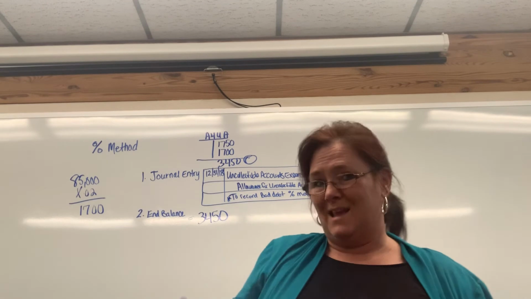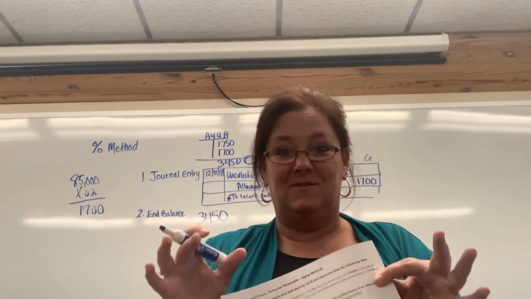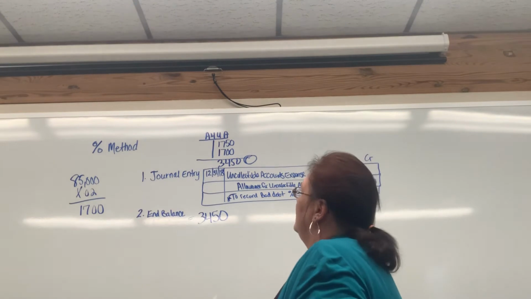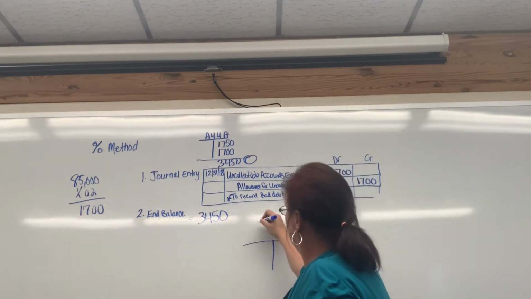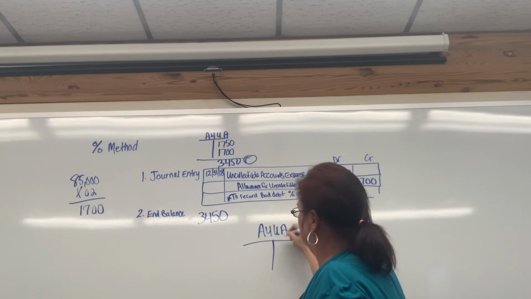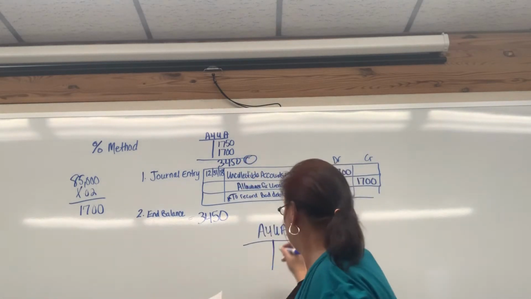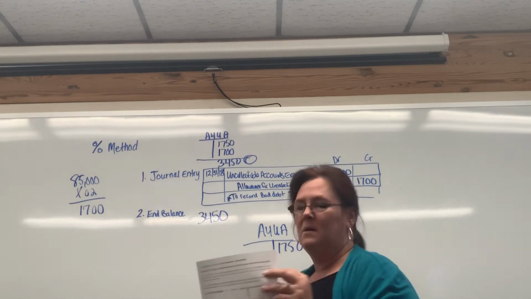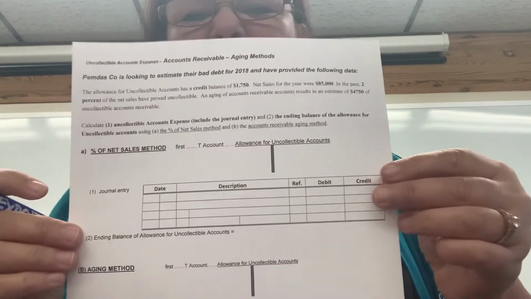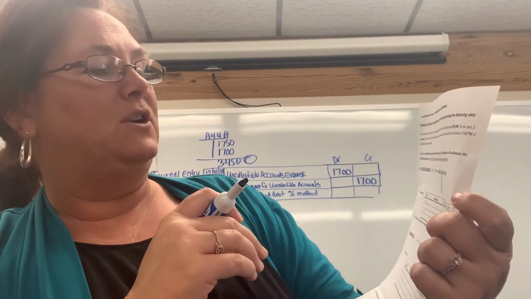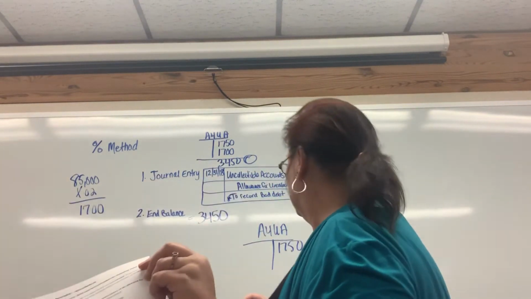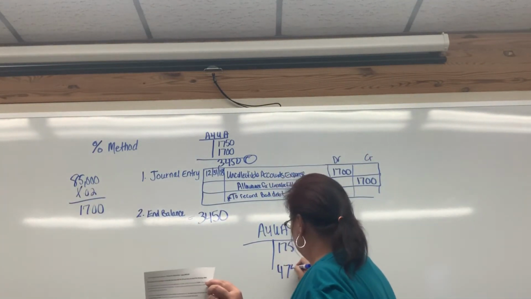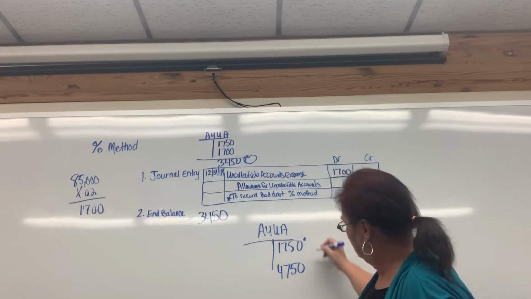The second portion is the aging method. Believe it or not, this is even easier than the first one. Let's make another T account, allowance for uncollectible accounts. It starts with the same balance, $1,750. But now on this one, if you see this, and it's also online for you, it says very clearly that the aging of accounts receivable results in an estimate of $4,750. That tells you what your balance is, $4,750. So you have a beginning balance and an end balance.